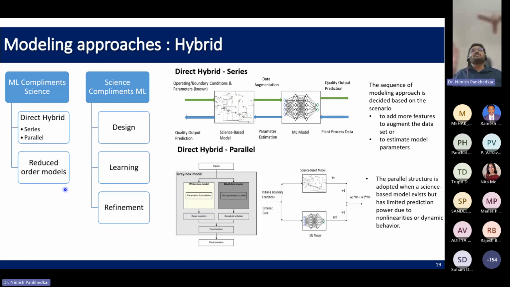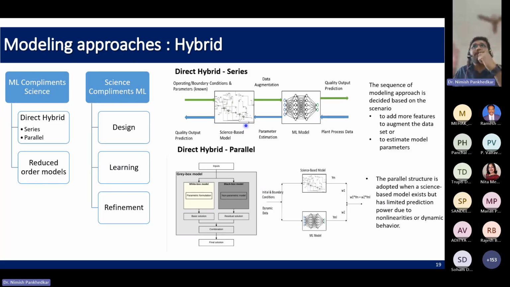And the second bucket is science complementing ML, wherein you by and large have data-based models, but you need interpretability, some correction, or some improvement on those data-based models. That is why you incorporate a part of physics into your data-based models, maybe by design, by learning, or by giving some constraints to the model. That is how you improve your data-driven model. So these are the buckets wherein you can have science complementing ML models.